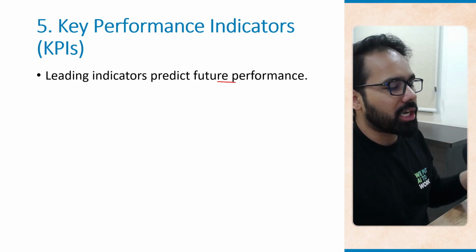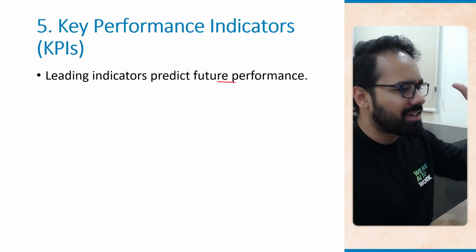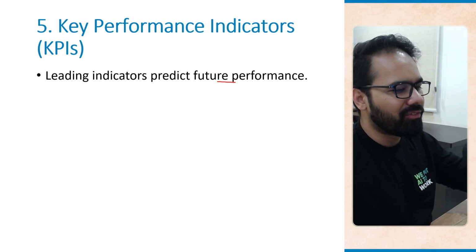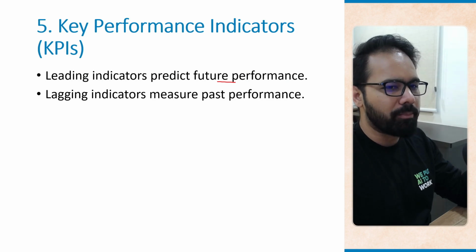So this is what it means. Your leading indicators are going to predict that, there's a lot of bugs that you have and all of them are high priority, which means it is possible that your launch will be delayed. So this is why KPI is so important.